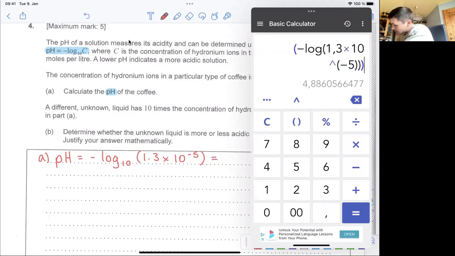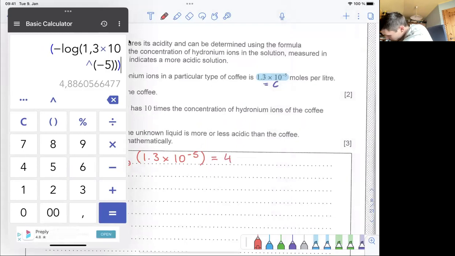You'll see you haven't had to put to the base 10 here, because the standard log is base 10. So you can just put log. It'll be the same in your calculator as well. The standard log is base 10. And so there we have our answer.